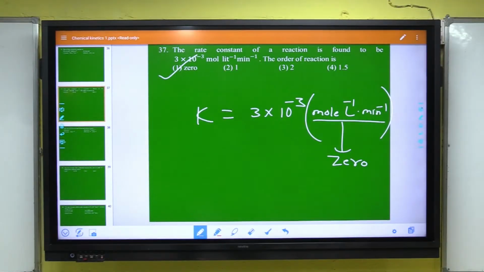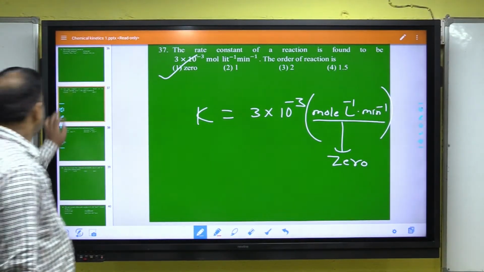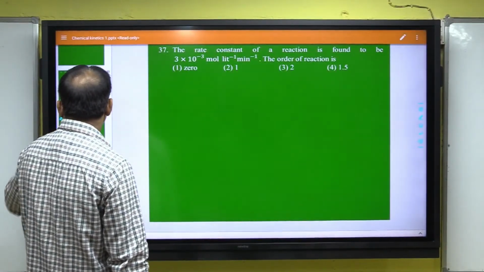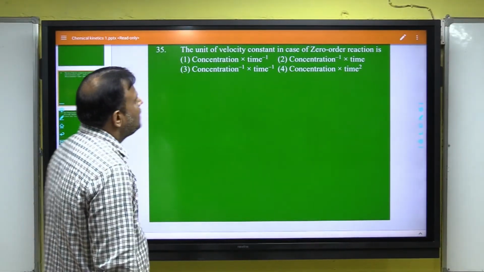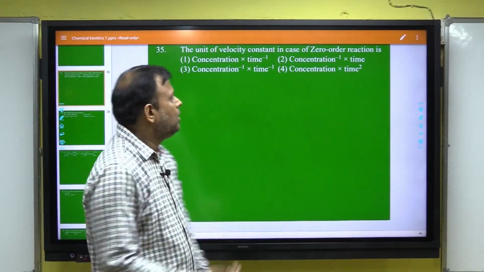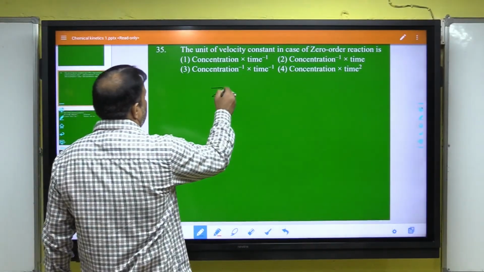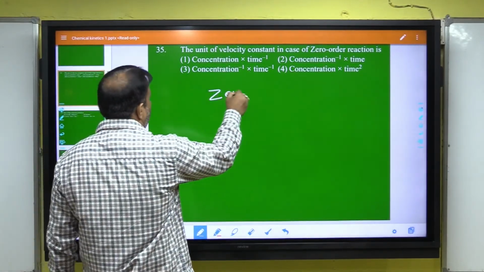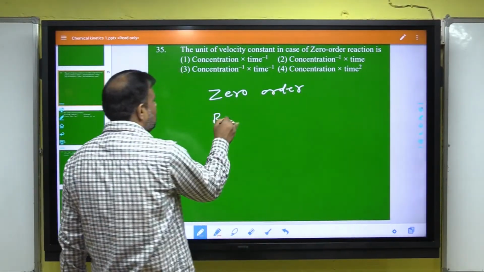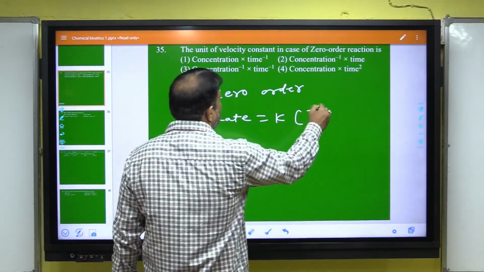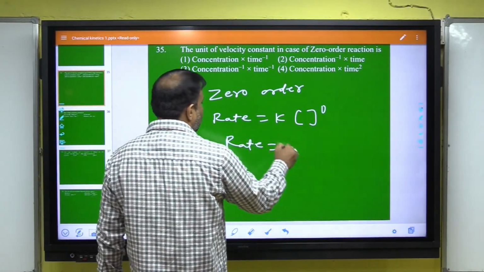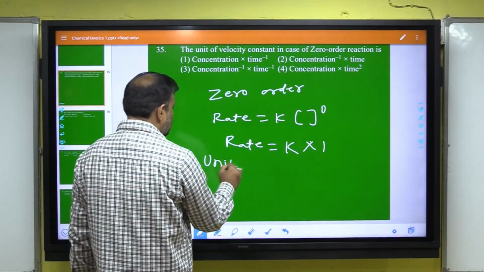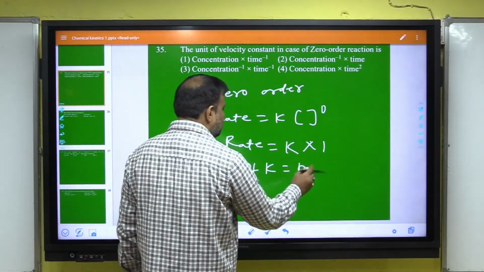Question number 35, once more. Listen, it is very simple. For zero order, many times I have discussed zero order. Zero order means rate is equal to K and conc to the power 0, and rate is equal to K because conc to the power 0 is equal to 1. The unit of K is equal to unit of rate.